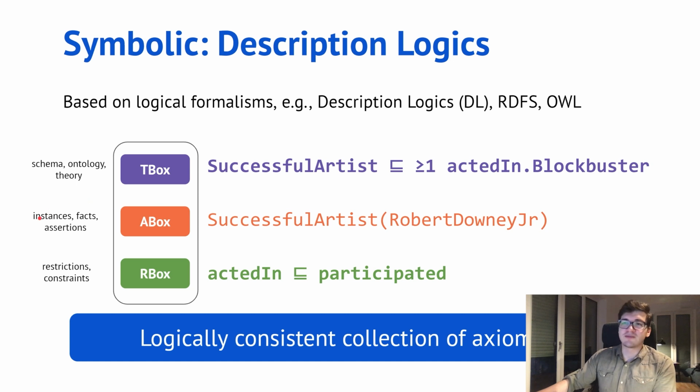Then we have the assertion box, or A-box, with facts and particular instantiations. Something like we asserted that Robert Downey Jr. is a successful artist. That's how we do it. And there is also the R-box, which says something about relations and how they are organized inherently. We can say that acted in is a subproperty of participated in, because you can participate in many more things, whereas acted in is more about an actor in a movie, but you can participate also in some event or the Olympic Games, for instance.